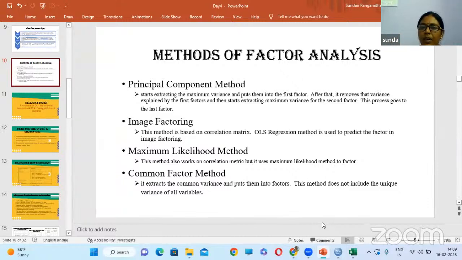So principal component method is one technique where the first principal, or the most common or very important factor emerges first, and then from that, the distance between this group and the other groups is formed based on the uniqueness of the other set of variables in the study. There is something called image factoring, which is based on the least square regression method. There is also maximum likelihood method. This is based on the correlation matrix between the variables in the study.